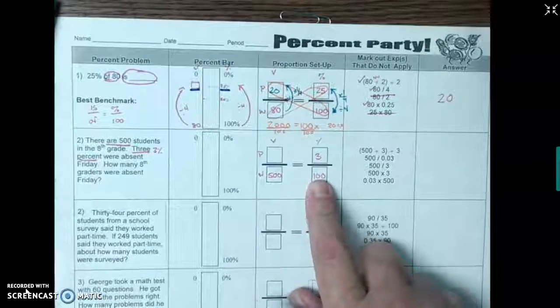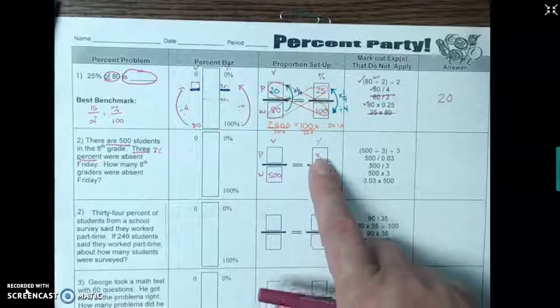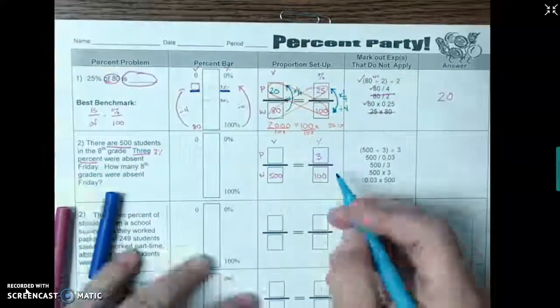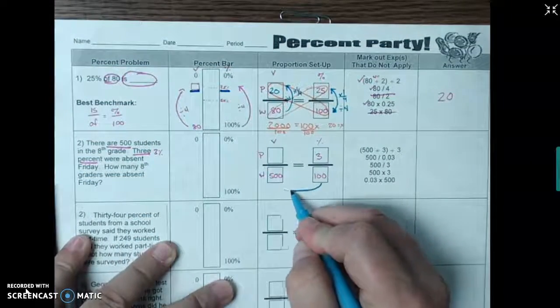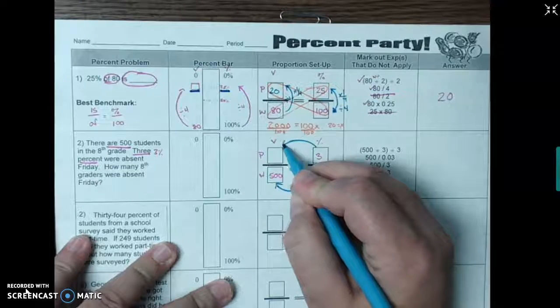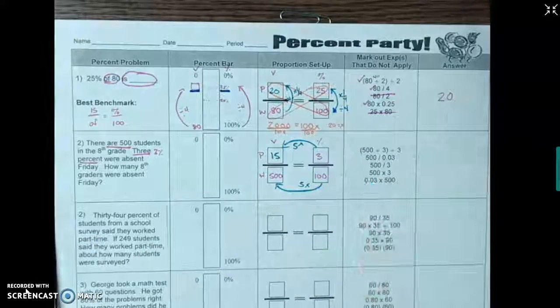Okay, so 3 over 100, those are ugly. 3s are never pretty. So instead of doing it that way, let's go between our ratios. Times 5. 3 times 5 is 15.